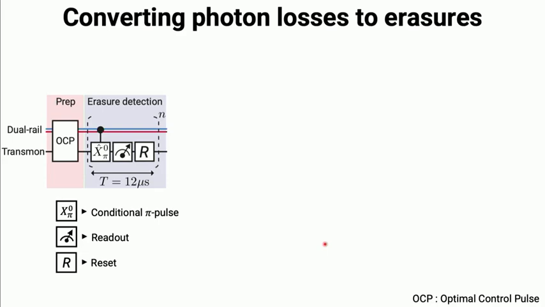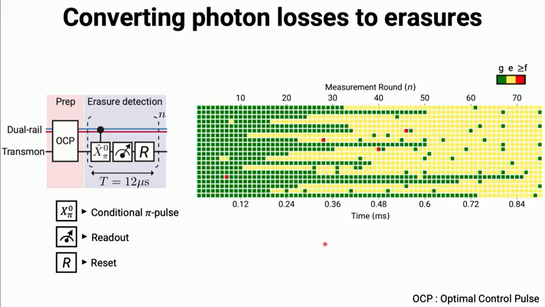And this is the circuit that we use to do that. What this circuit does is query whether the transmon frequency changed or not. If it changed, then we deduce that we were in the dual rail subspace. If not, then we say an erasure or a photon loss occurred, and we're in the error space. Okay, so this is the result of running the circuit in our experiment after preparing the plus X logical state in the dual rail subspace. And we prepare these states using optimal control pulses. So what's going on here?